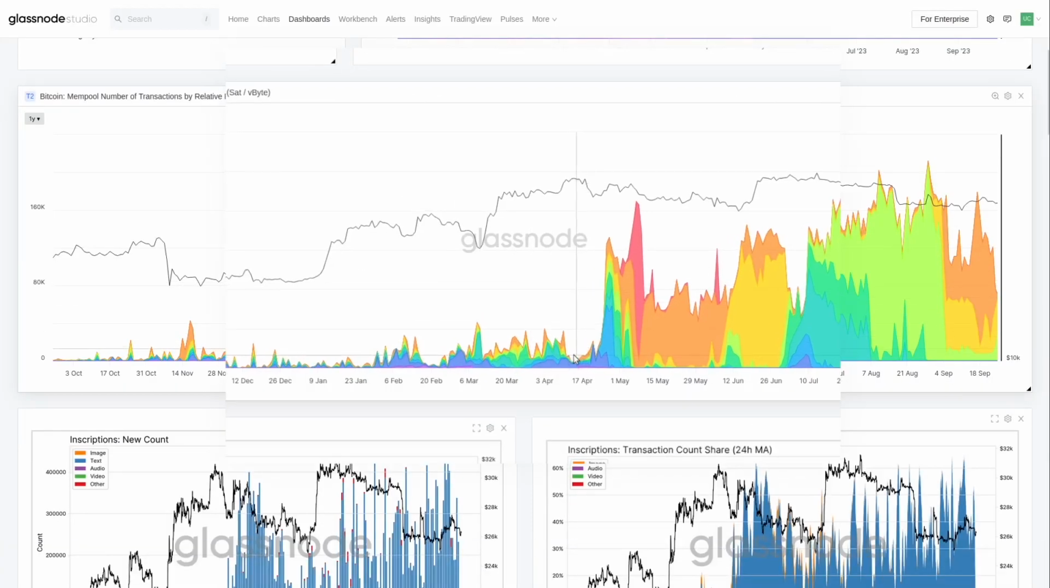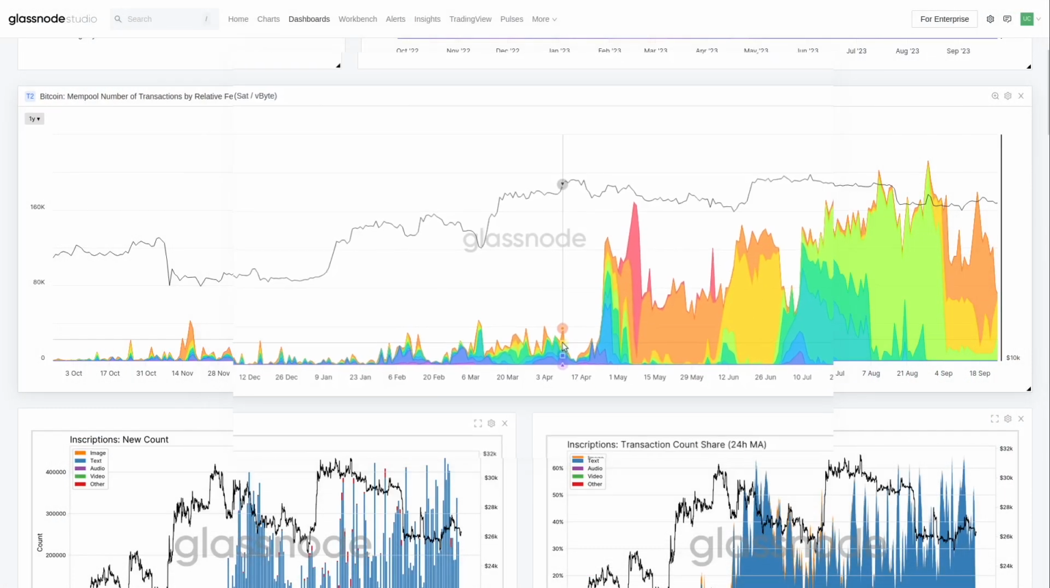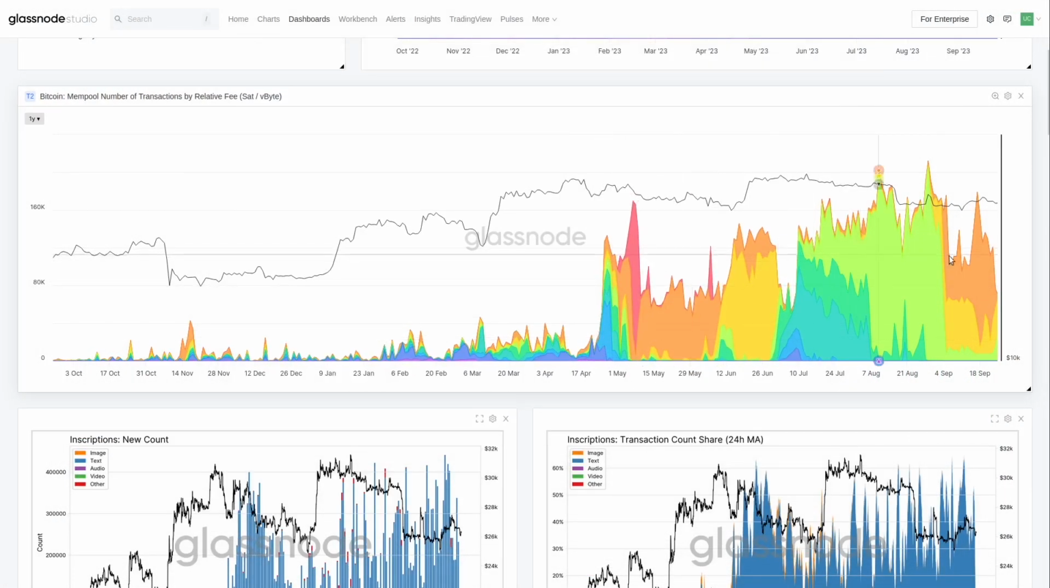Now, what you can see is that in April and May, this is when text-based inscriptions and these BRC20 token things showed up. In May, note that we had a full mempool from February in terms of data, but it really filled up in terms of transactions from May onwards, and it's essentially been full ever since.